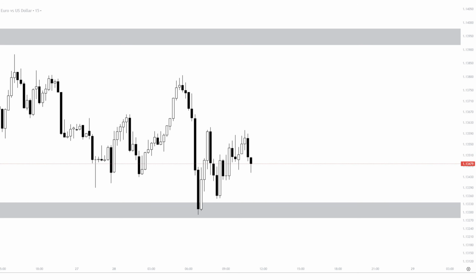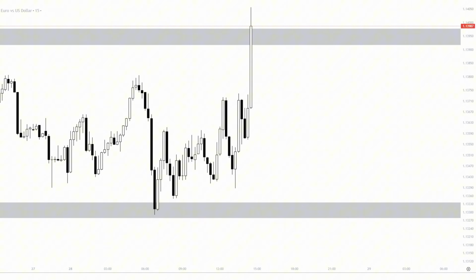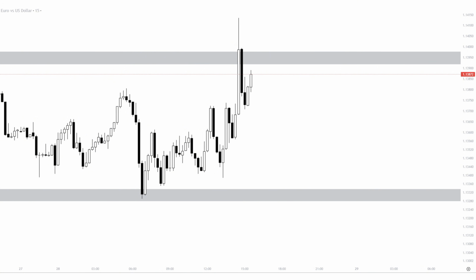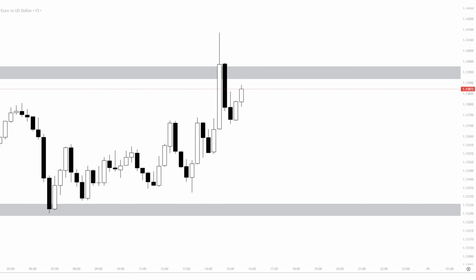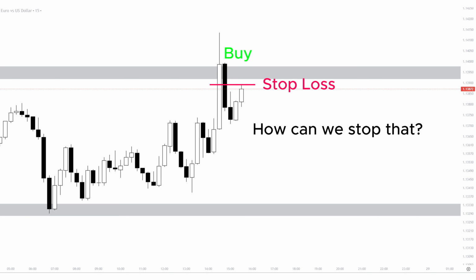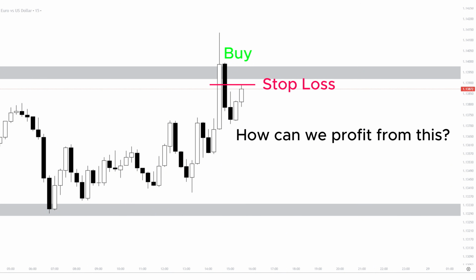But the problem is met when we have a breakout of one zone. For example here, a break of the resistance. What most traders do in this case is they buy the market on the breakout, with their stop losses just below the broken level. And the market most of the time moves into their stop losses, taking their liquidity just to continue the break afterwards. So the question is, how can we stop that from happening? And also, how can we profit from this type of liquidity sweep? This is what we're going to learn now.